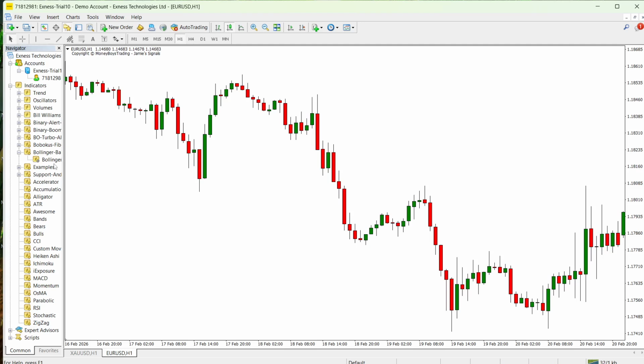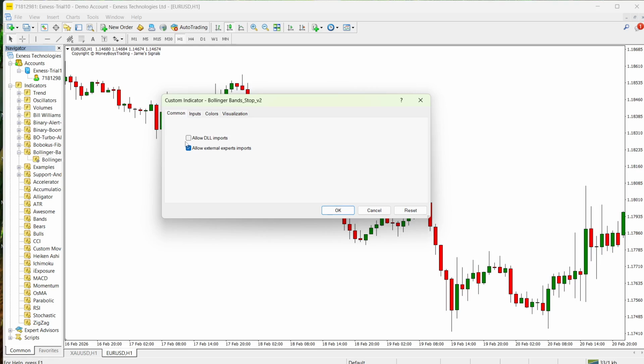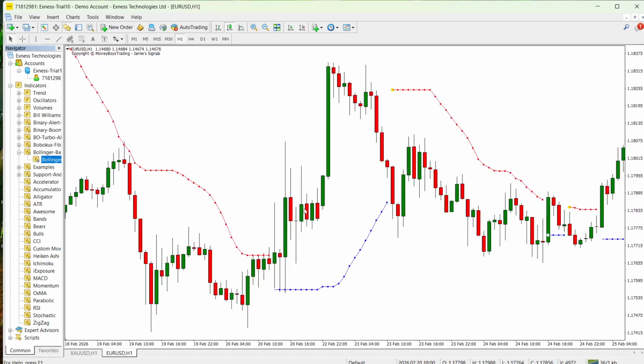At this point, I'll load the indicator on the chart so you can see how it looks in real time. Just allow the load imports, and there we have it.